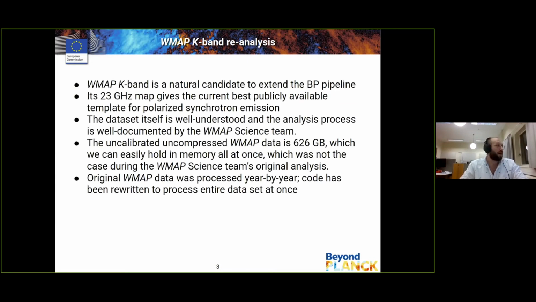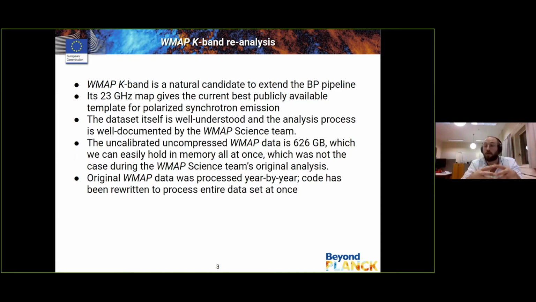K-band would be a good place to start, essentially because its map at 23 gigahertz is the best publicly available template for polarized synchrotron emission. So if we had an updated analysis of this data, it would be unquestionably very useful for future analyses. In addition, the time-ordered data themselves are very well understood. And the data set itself is very low volume.